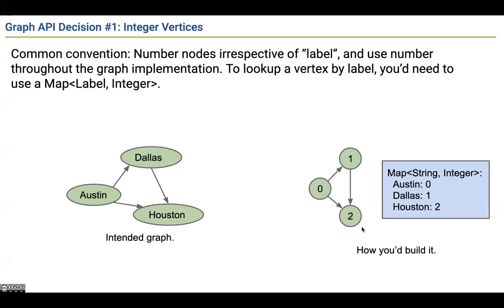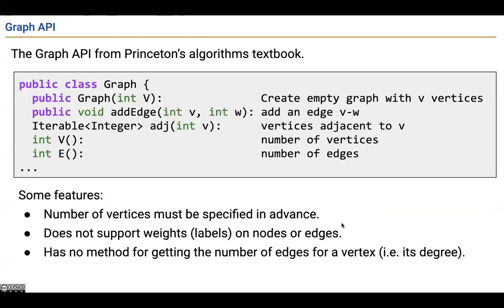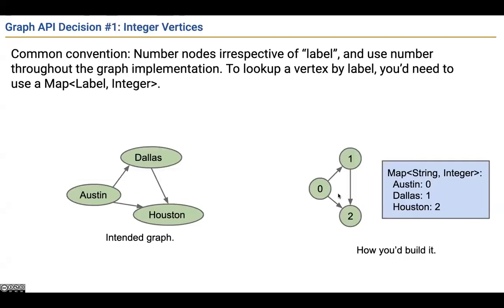But I'm going to force all vertices to be integers, inspired by the Princeton textbook. And remember, if you don't want to represent numbers and you want to represent strings or whatever else, you can keep track of a map that maps the numbers to the strings, or vice versa.